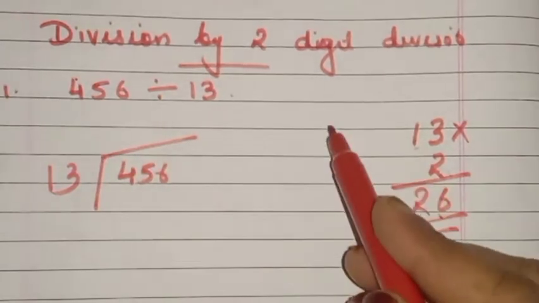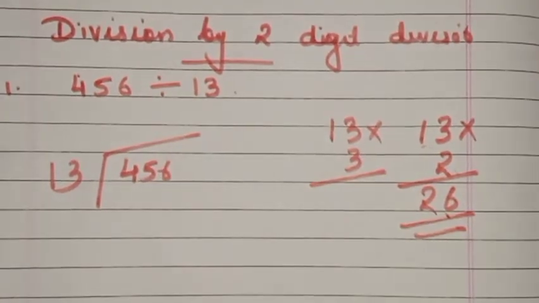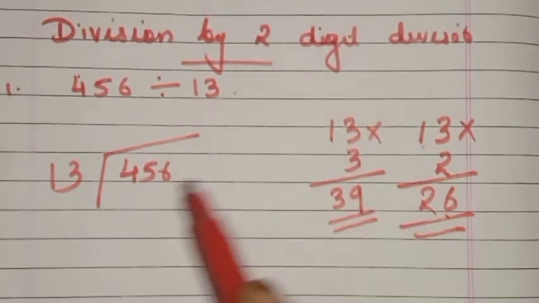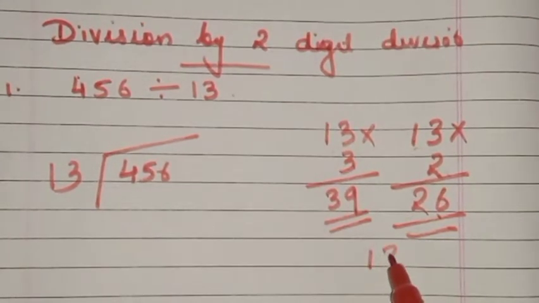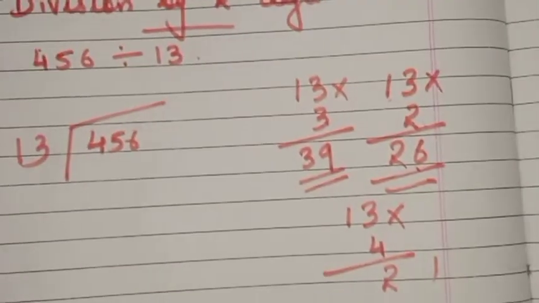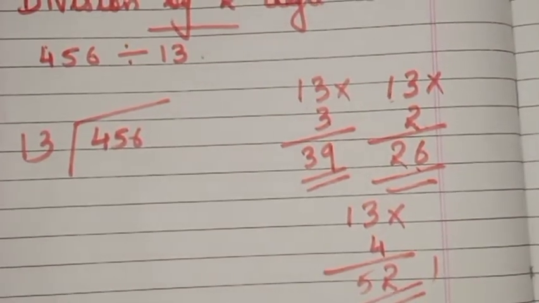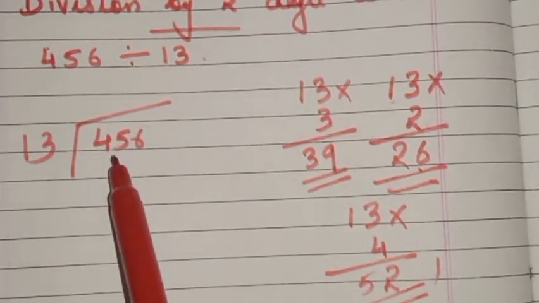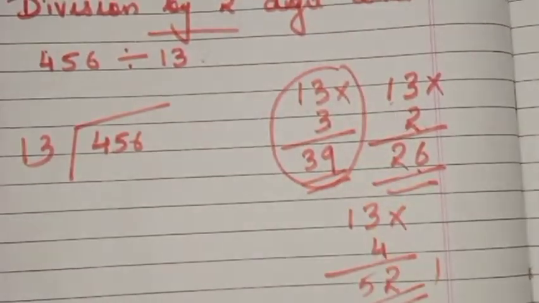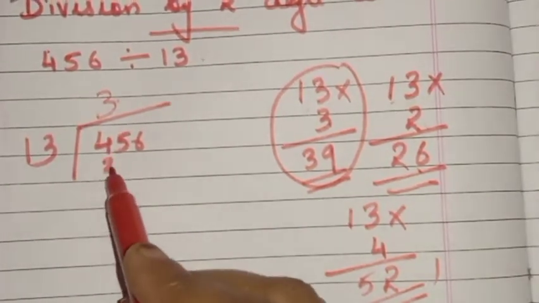Then take 13 into 3: 3 threes are 9, 3 ones are 3, so 39. 39 is also smaller than 45. Then multiply 13 into 4: 4 threes are 12, 4 ones are 4, plus 1 is 5, so 13 into 4 is 52. It is bigger than 45. So we take 13 into 3, which is 39, and write it here.